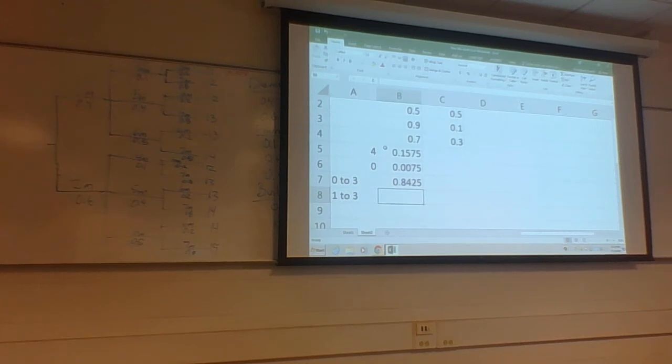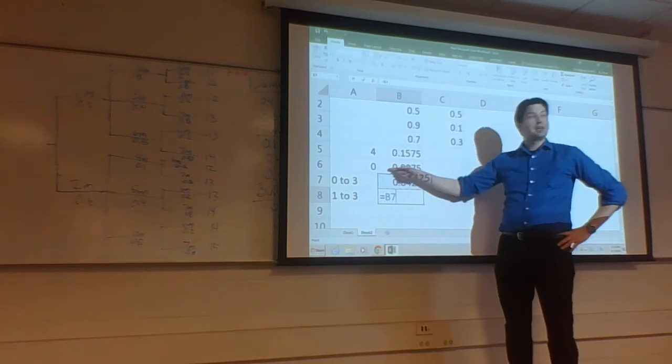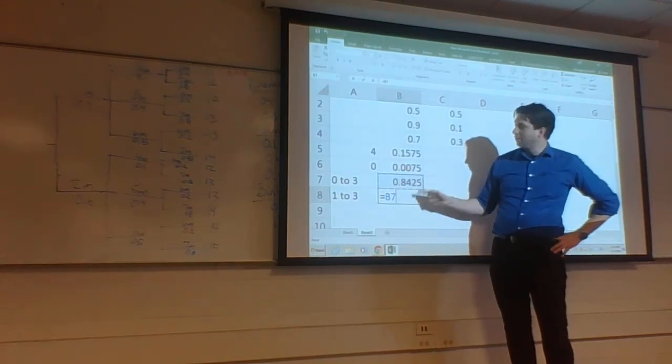Well, then that would give me a 1 to 4. 0.84. Exactly. This is 0 to 3. We'll subtract off the ones that are exactly 0. And now we'll get 1 to 3.